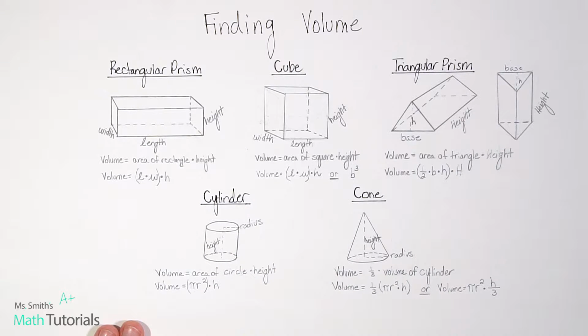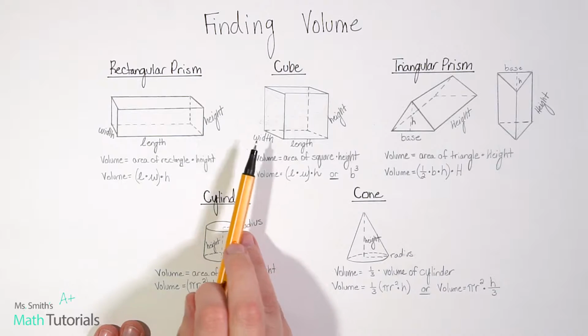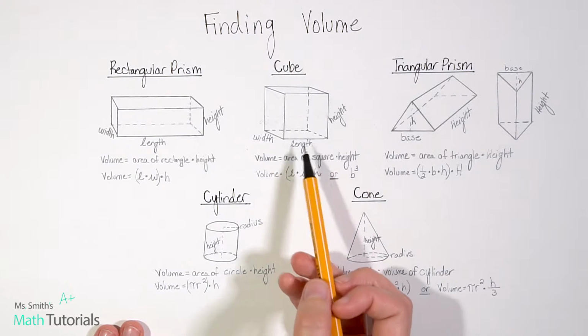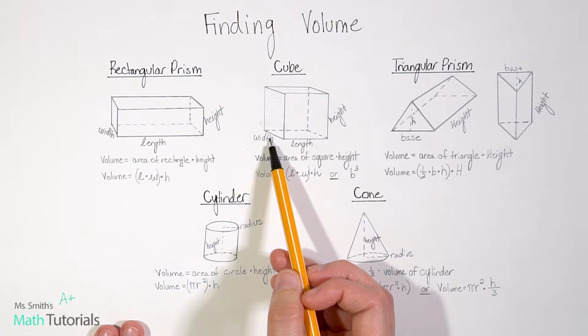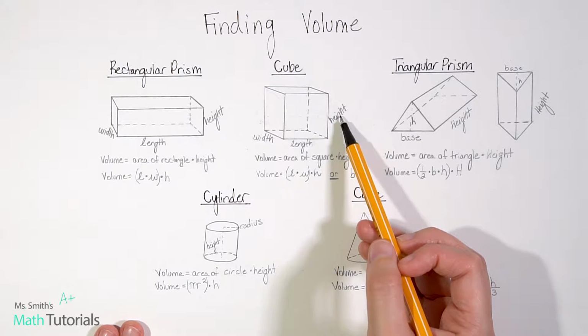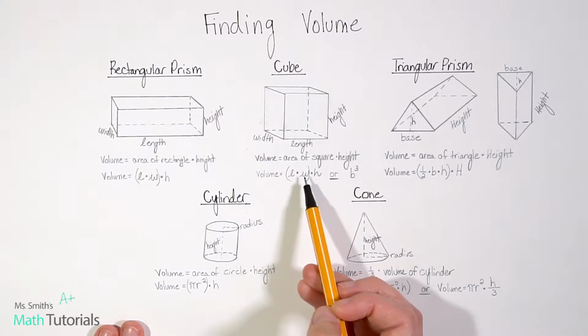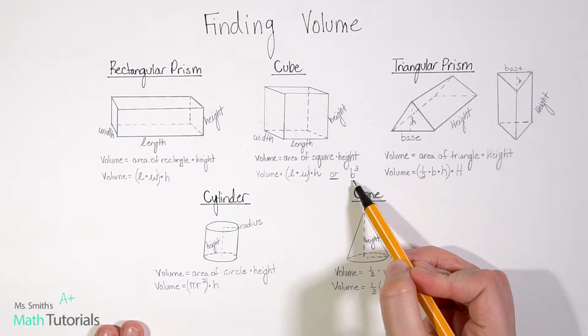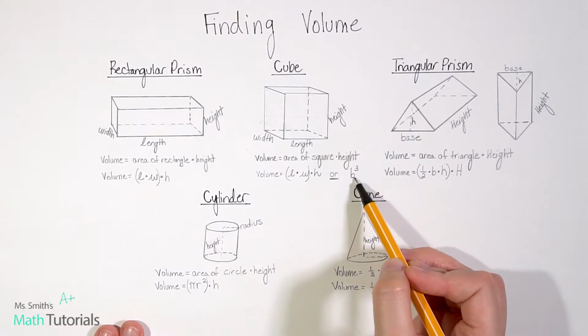Now, for a cube specifically, a lot of teachers like to teach, well, you should recognize that the length, width, and height are all the same distance. So if this one is 5, then that one's also 5, and that one's also 5. So we don't need to show each of these values. You can just show it by saying the base, just one of the side lengths, cubed.